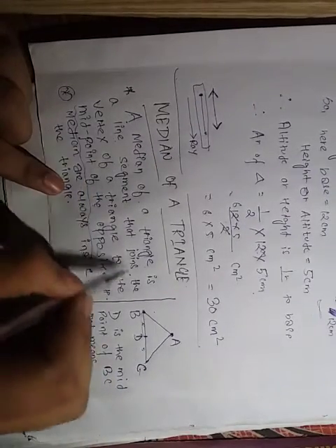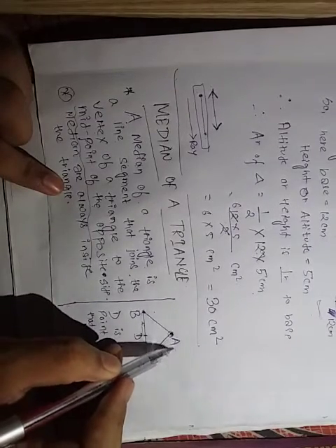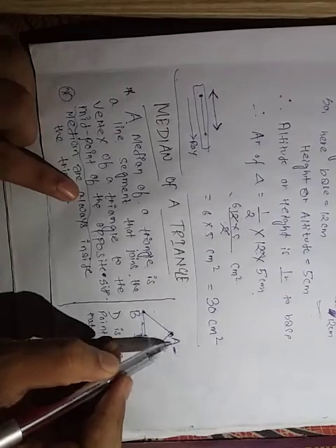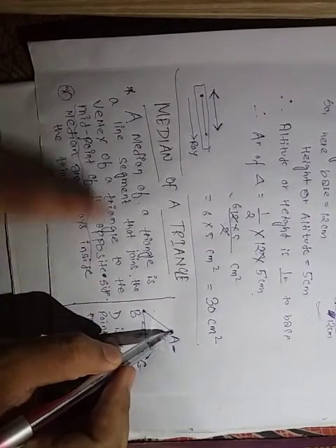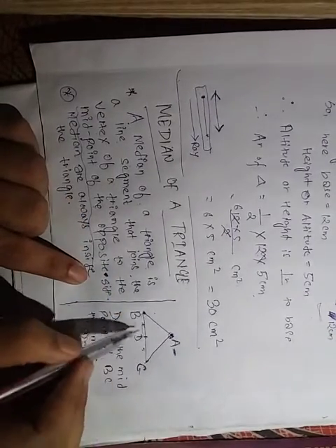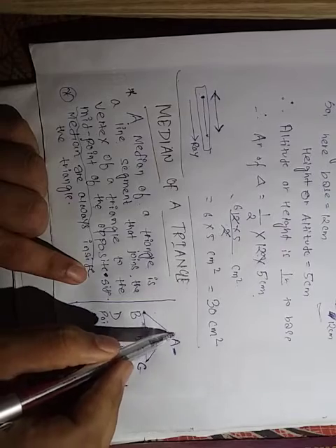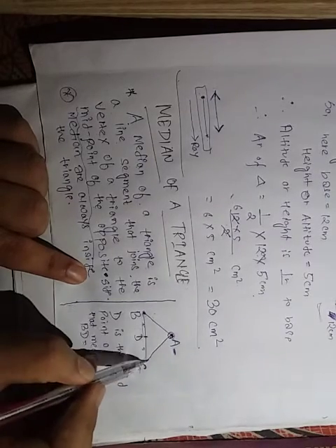So a line segment that joins the vertex of a triangle to the opposite side. Now let us take the vertex A. Okay. So I am drawing a line segment from a vertex A to the midpoint of the opposite side. Now what will be the opposite side of A? Opposite side of the A will be BC. Yes or no? If this is A, the opposite side of vertex A will be BC.